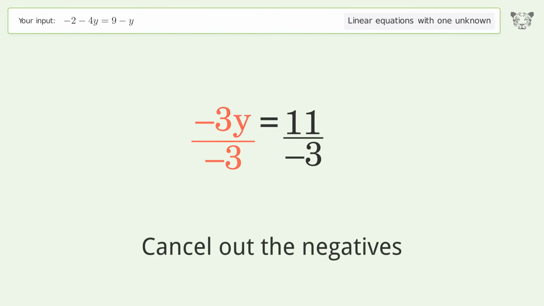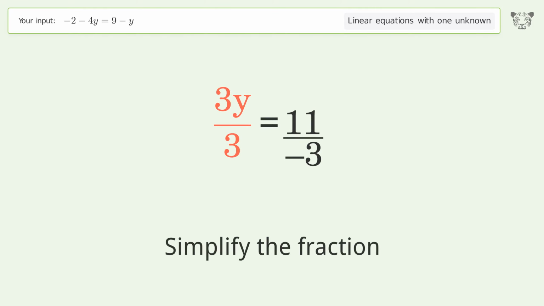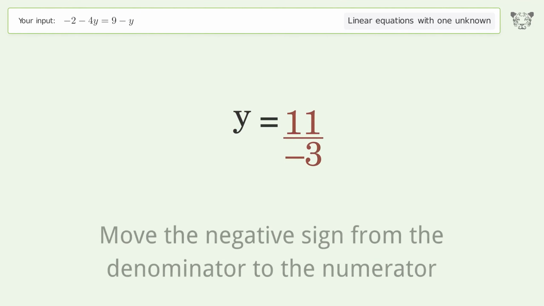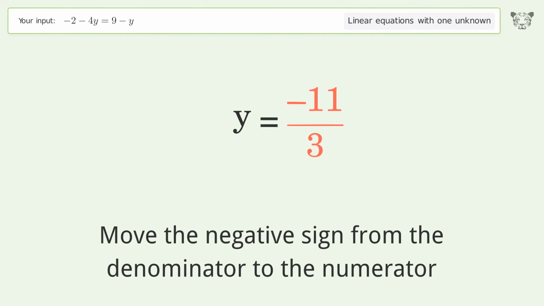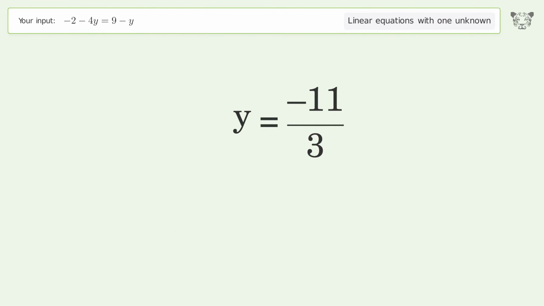Cancel out the negatives. Simplify the fraction. Move the negative sign from the denominator to the numerator. And so the final result is y equals -11/3.